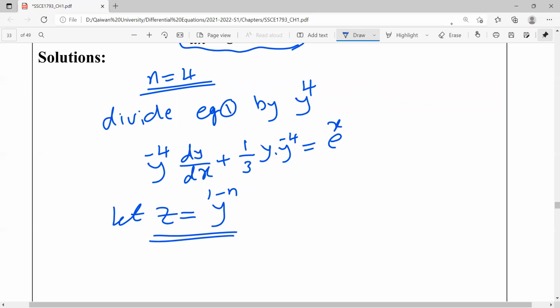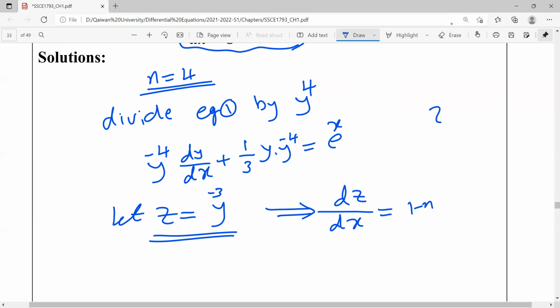This is it. Then we are going to find the derivative of both sides with respect to x. For the left hand side, we get dz by dx. As I said, we are going to find the derivative with respect to x for both sides. And this is the left hand side. And on the right hand side, we get 1 minus n. What's n here? Let's write down n. n is 4. So this power becomes minus 3.